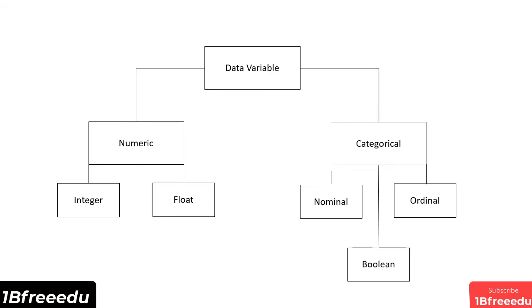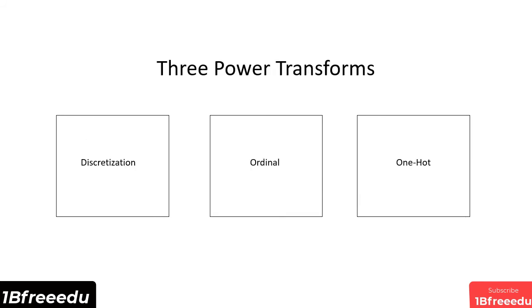We have discretization transforms. These encode a numeric variable as an ordinal variable. We have ordinal transforms. These encode a categorical variable into an integer variable. And then we have one-hot transforms. These encode a categorical variable into a binary variable.